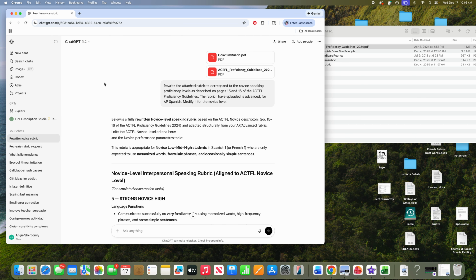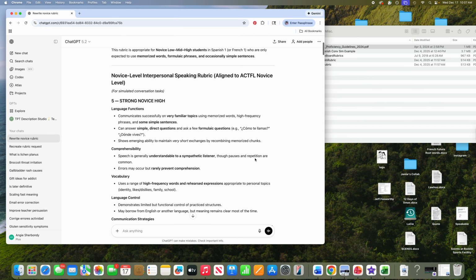And I told ChatGPT, rewrite the attached rubric to correspond to the novice speaking proficiency levels as described on pages 15 and 16 of the ACTFL proficiency guidelines, because this is for Spanish 1. The rubric I've uploaded is advanced for AP Spanish. Modify it for the novice level. And so this is what they did.